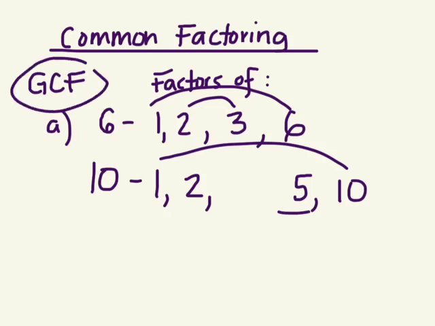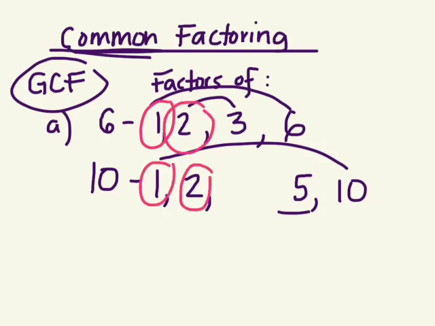We are looking for GCF. Does anyone remember what that stands for? Greatest common factor. So here are the factors. Which of these factors do they have in common? They have 1 in common. What else? 2. Anything else? 6? No, only 6 is a factor of 6. It's not a factor of 10. So that's it. Which number is the greatest? The greatest common factor is 2.